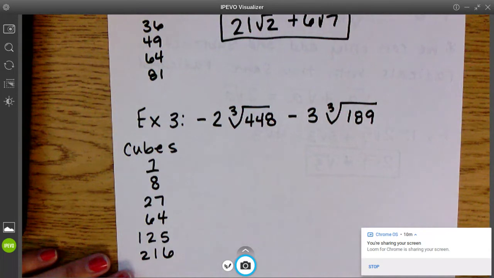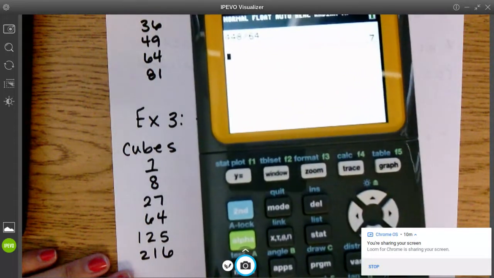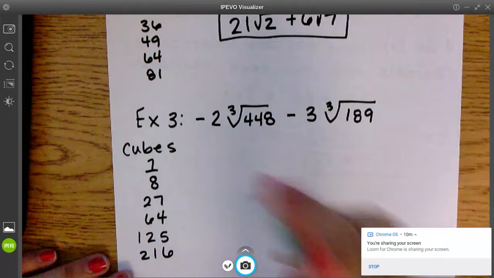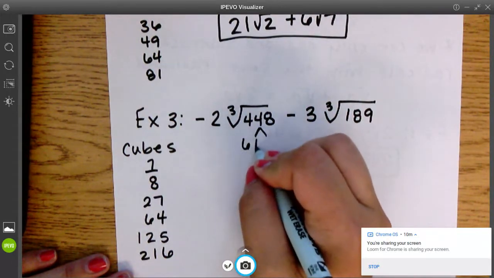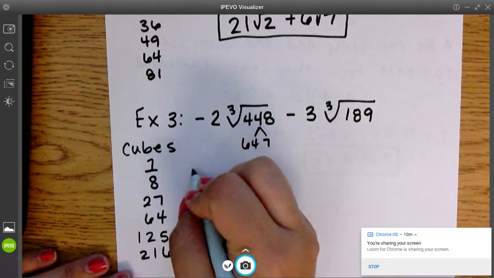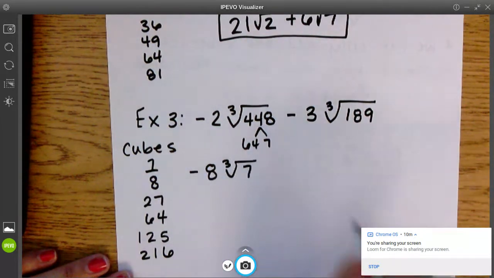448, I'm going to try and divide it by 64. Nailed it. 448 divided by 64 is 7. So I know that this is 64 and 7. The cubed root of 64 is 4. So negative 8 cubed root of 7, right?